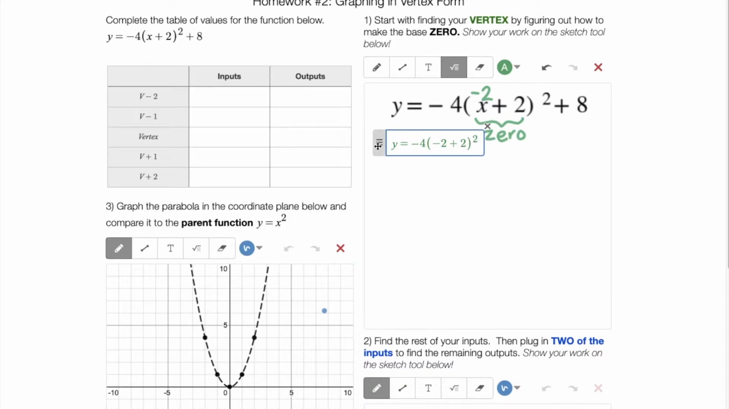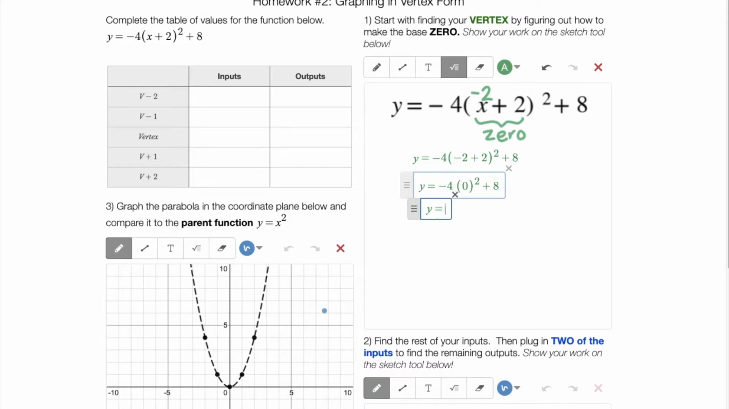plus 8. And now we just do the math. So y equals -4 times 0 squared plus 8. I'm going to put a little space here between the -4 and the power to remind myself we always evaluate the power before the product. 0 squared is 0. -4 times 0 is 0 plus 8, and that gives us an output of 8.